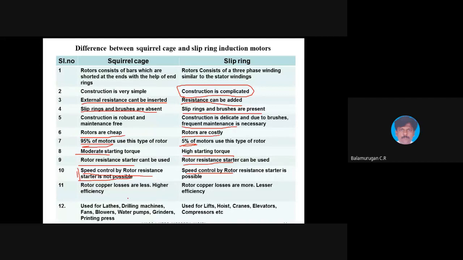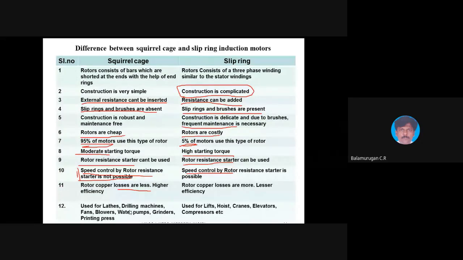Rotor copper losses are very low in the squirrel cage because we are not including any additional resistance. With the rotor resistance itself we get the output. So efficiency will be more in the case of squirrel cage, and here efficiency will be less due to adding additional windings. And squirrel cage is used in lathe, drilling machine, fan, blowers, water pumps, grinder, printing press.